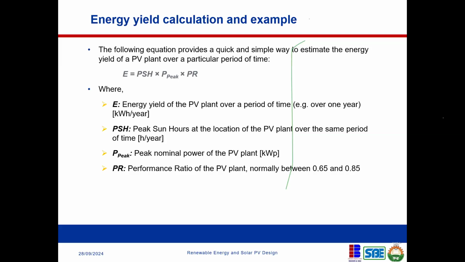No, the sun comes out in the morning. By 10 o'clock, the sun is out, and the sun stays out until around 5 p.m. So you have enough hours, you know. So it's important that we understand what peak sun hour means.